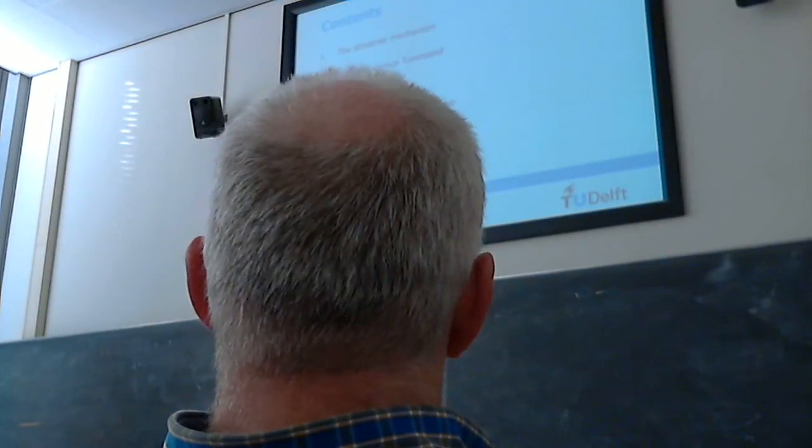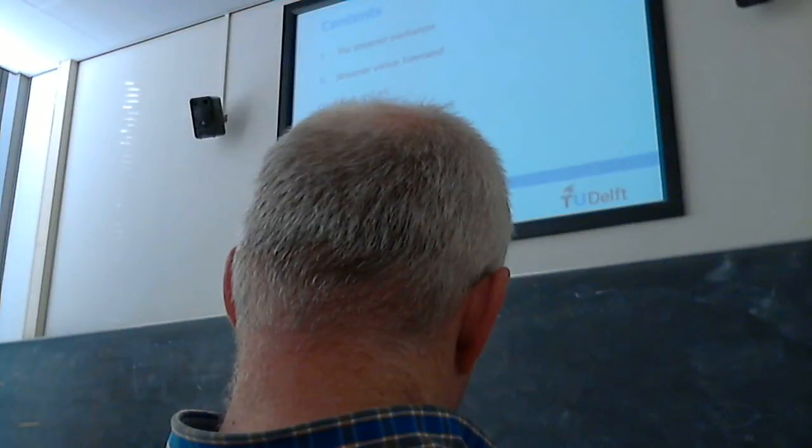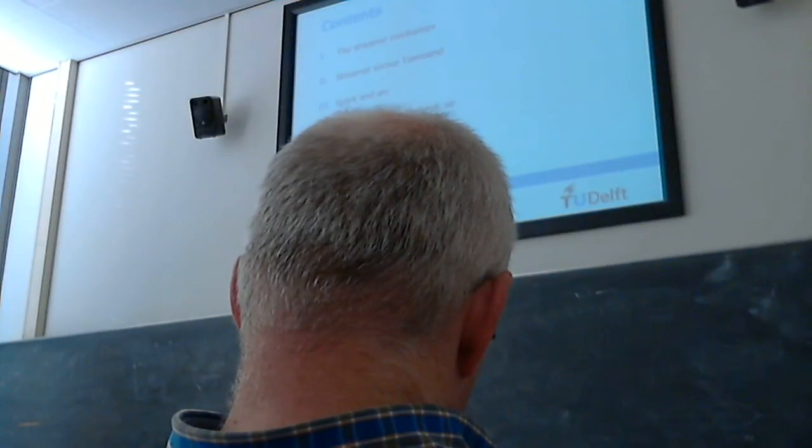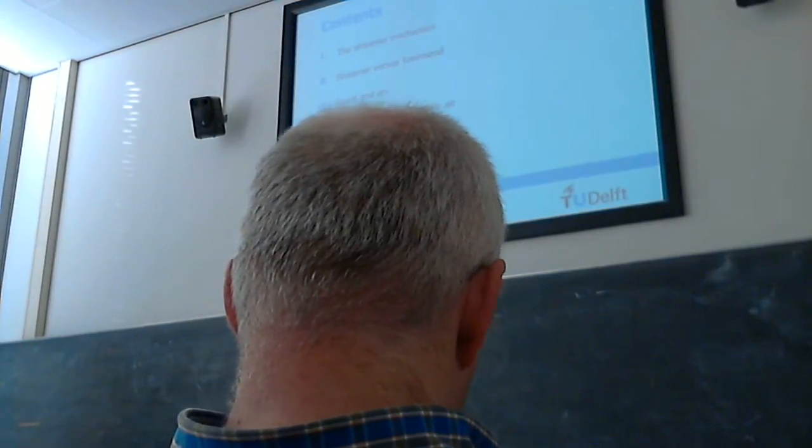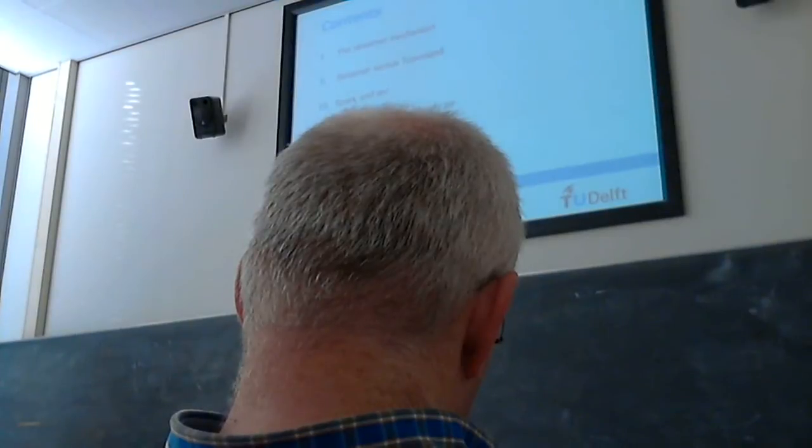You see, we have to deal with a different mechanism now, which is called the streamer mechanism, as opposed to the Townsend mechanism. Of course, I will compare the two, so you see what the differences are. I will speak a little bit about spark and arc. What's that?